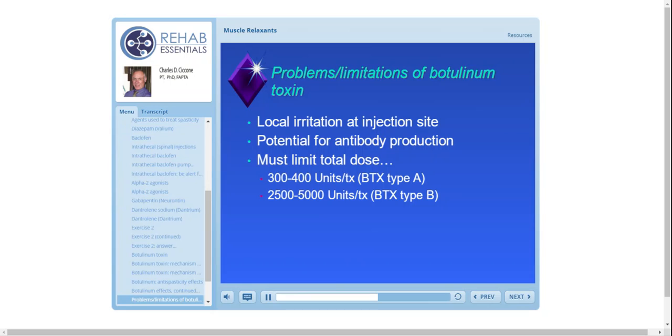What this really means is you do not have enough of the toxin to affect every muscle that you possibly want to affect. If a person has hemiplegia from a stroke, you can't inject all the spastic muscles in the upper extremity and lower extremity. So what it really requires is careful consideration. What is our primary goal of doing this treatment? Which muscles need this drug the most?